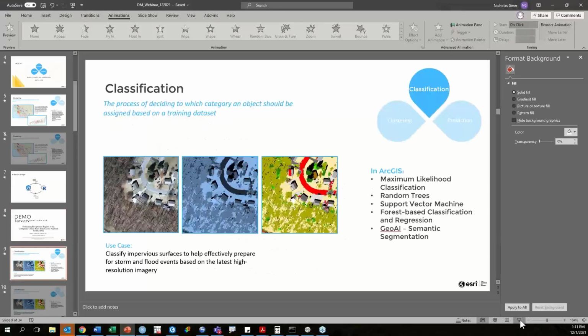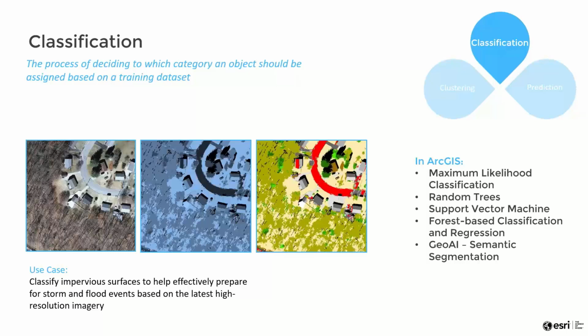So we'll come back to our deck here, and we'll get to our second problem category, which is classification. Classification's all about deciding which category an object or a feature or a pixel belongs to based on a training data set. You'll often see classification in terms of things like land cover classification, identifying change such as forest loss or urban sprawl. In this case, the example shows taking an image and classifying each pixel in an image as a land cover category, such as impervious.